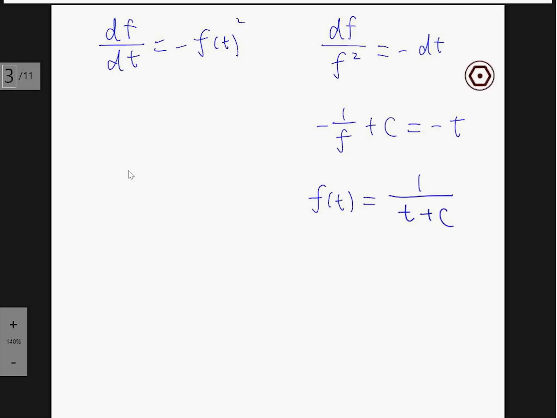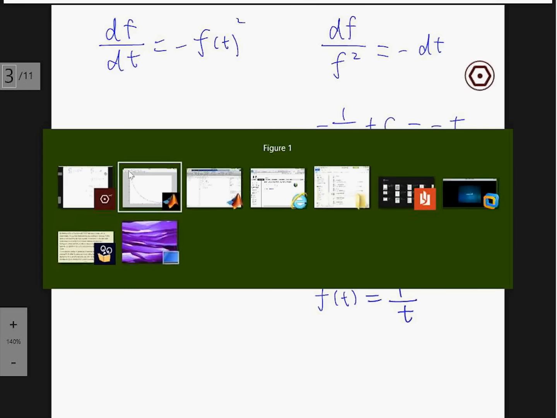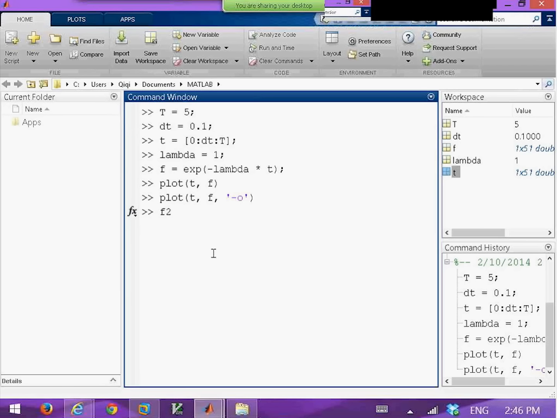Agree? Okay. In particular, if I set the same initial condition, f of 0 equal to 1, then it determines my constant c, and my f of t is equal to 1 over what? 1 over t plus 1, right? Okay, so let's test this function. It is going to be useful later on. So my f2 is going to be 1 over t.